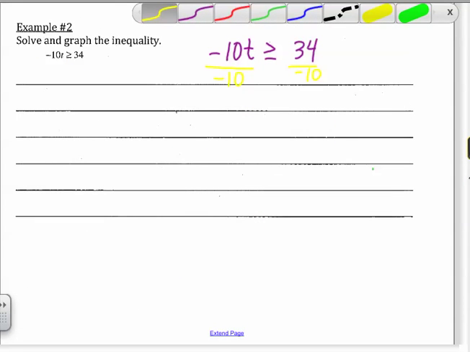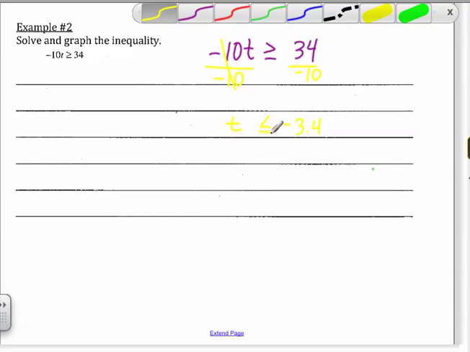Now, when I go back over here, I'm dividing both sides by a negative number, right? So what do I have on the left side now? Albert? T. I have t on the left side. This cancels. Got t over there. Nicholas, what do I have on the right side? Negative 3.4. What do I have in the middle now, Nico? T is less than or equal to.